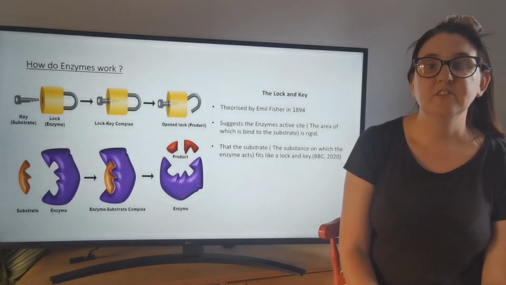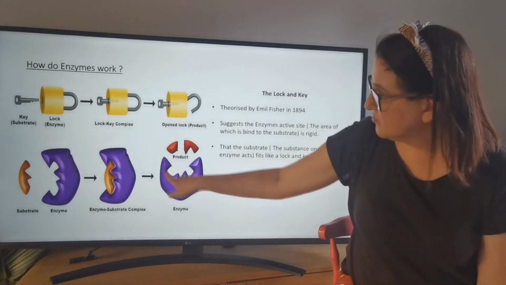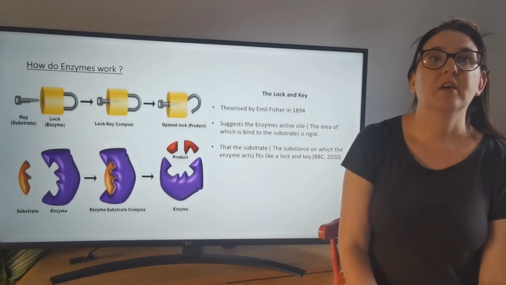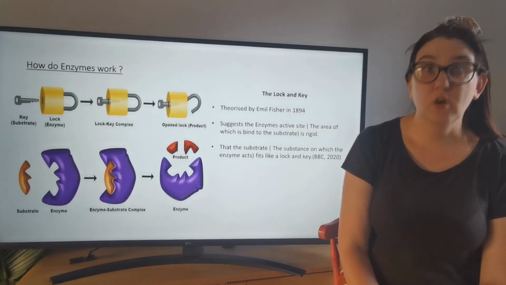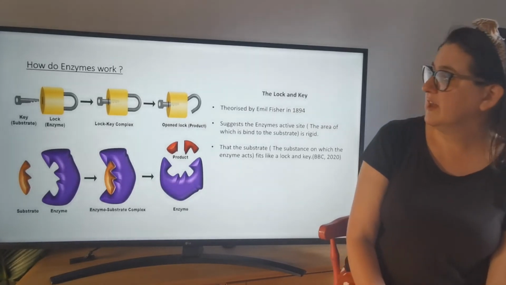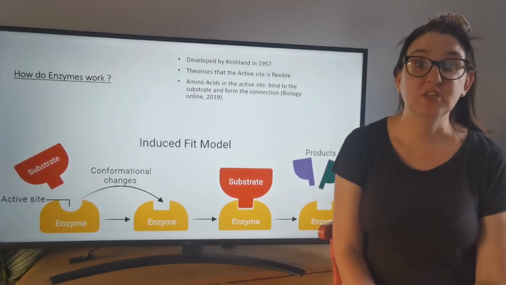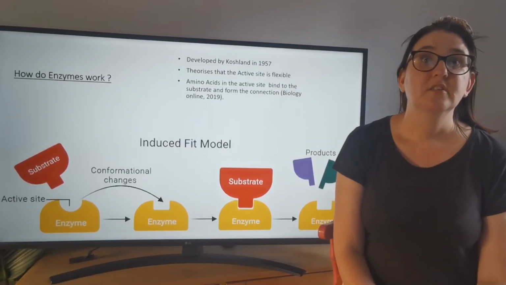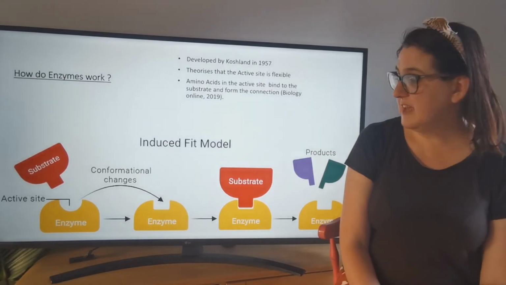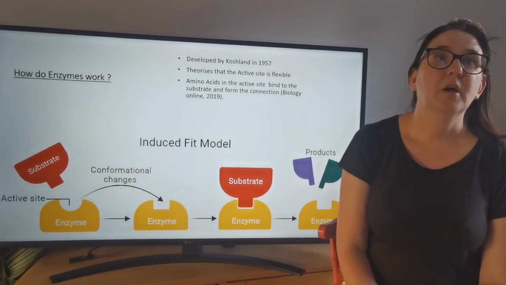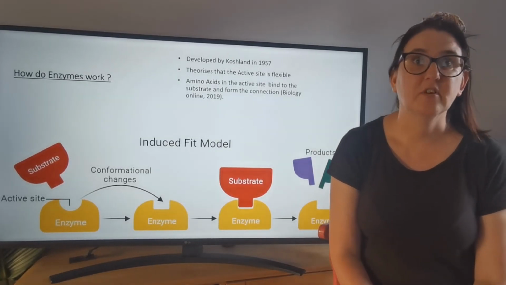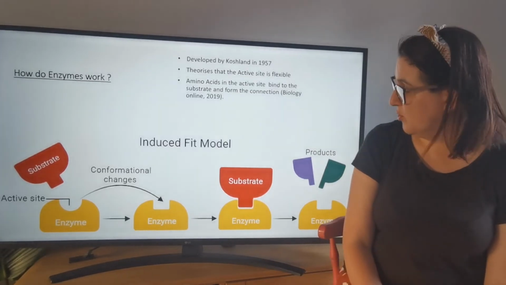This suggests that the enzyme site, the active site, is rigid and that the substrate, which is the molecule that the enzyme works on, fits in like a lock and a key, as shown in the diagram. Secondly is the induced fit model. This suggests that the active site is flexible and amino acids within the active site bind to the substrate and form the connection.